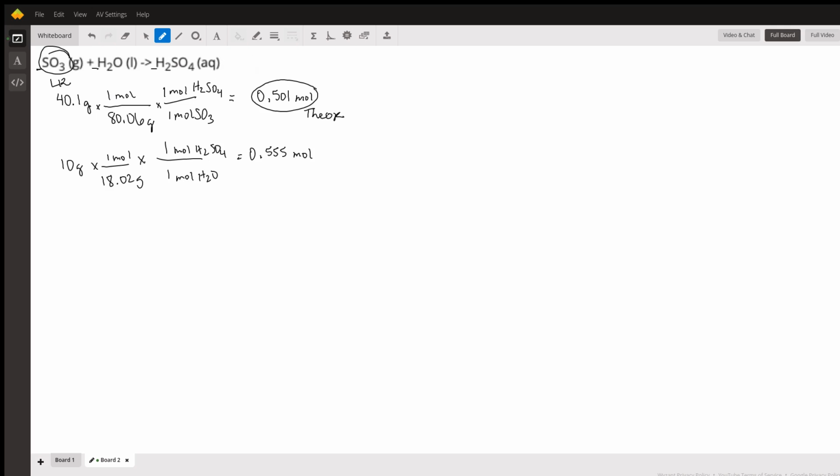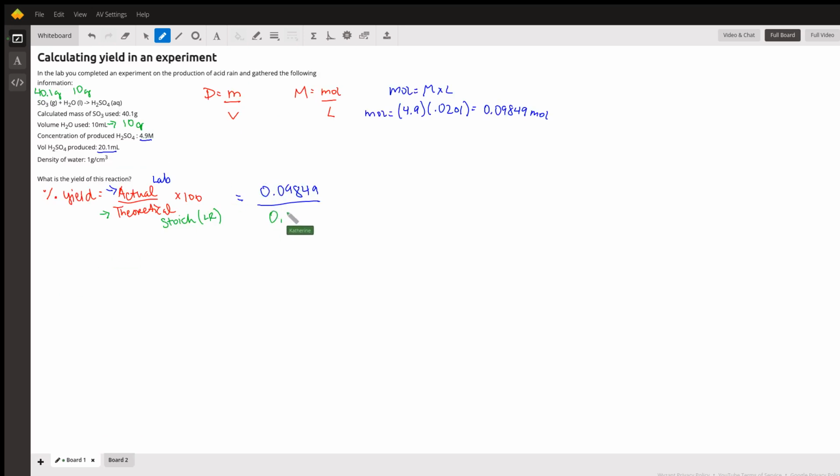Okay, so I'm going to go back over this number in green. This is our theoretical yield, 0.501. So what we're saying is under perfect conditions, this is the amount we would have formed in the lab. In reality, we really formed this number, right? So your top number is always going to be smaller than your bottom number. And then we're going to take that, multiply by 100 to change to a percentage. When we do that, we get a final answer of 19.66%. This is our final answer. This is our percent yield for this reaction.